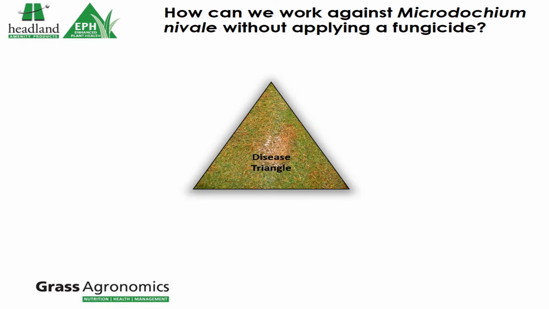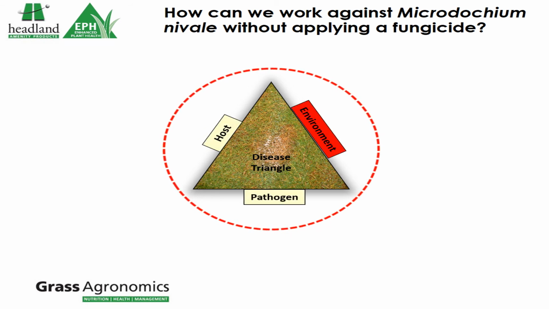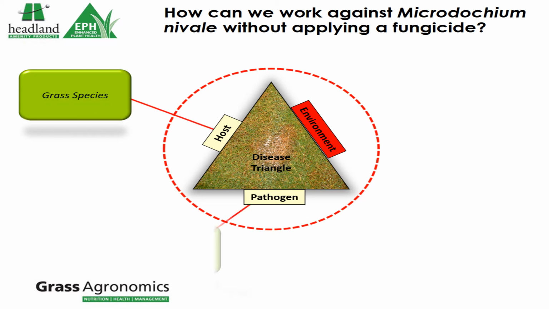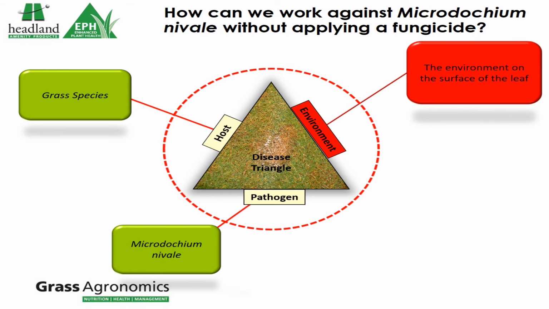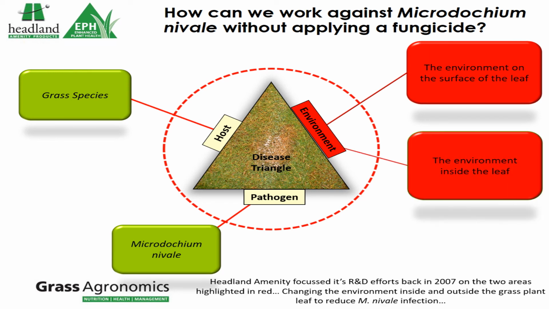So what can we do to impact Microdochium without reaching for a fungicide? Well, in order to live and grow, all sides of the disease triangle must be present. Our host, of course, is the grass plant. The pathogen in this case is our old foe Microdochium nivale, and the environment is the part that we can actually influence, both on the surface of the leaf and within the leaf itself. To that end, Headland have been concentrating its research efforts for some time in this area.